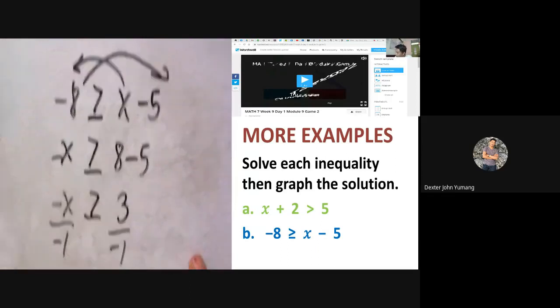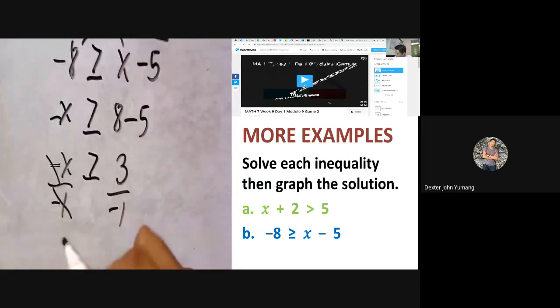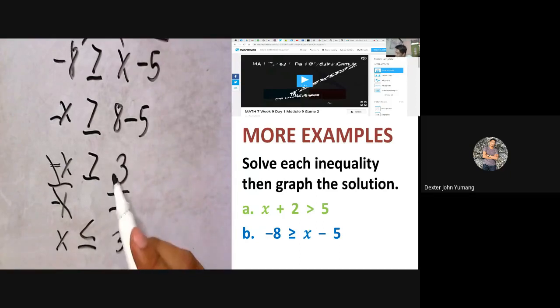Okay, buburahin na natin ang negative, negative x. Now, take note, since negative ang dinivide natin, mag-change agad ang symbol. From greater than, magiging less than na siya. And 3 divided by 1, that is 3. Kaso lang, negative ito, positive dyan. Magkaiba sila ng sign, so therefore, negative ang sagot. X is less than or equal to negative 3. Yan na yung i-graph ninyo.